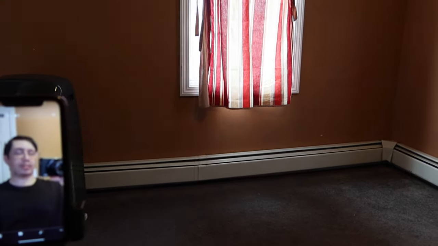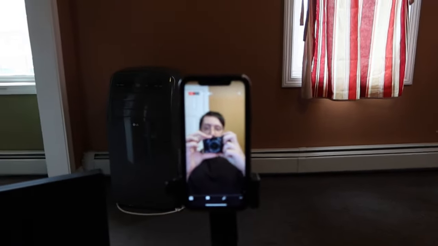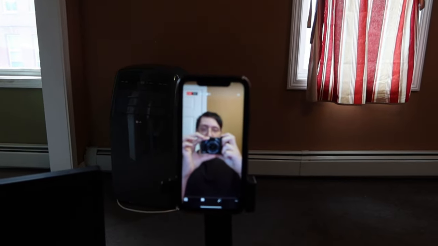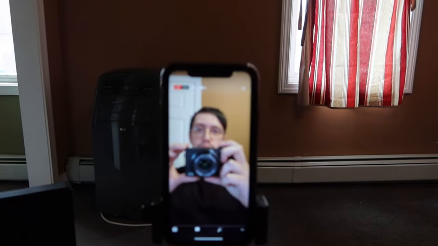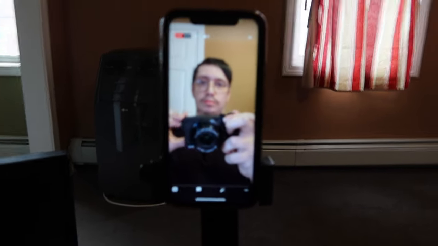Okay guys, so this is the quality of the Canon G7X. I'm currently live right now on YouTube. But yeah, so this is the quality of the Canon G7X. The focus is not that good. So it's okay so far. But I really, really love the quality of this camera. So this is the Canon G7X Mark III.